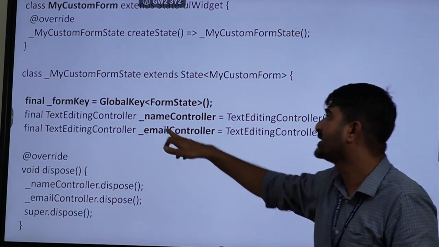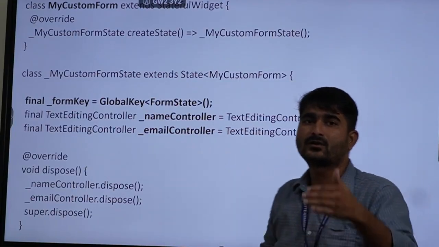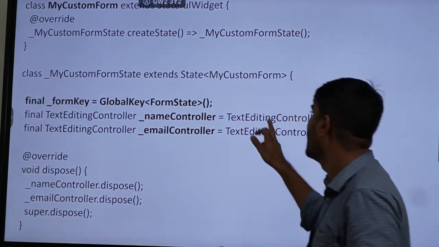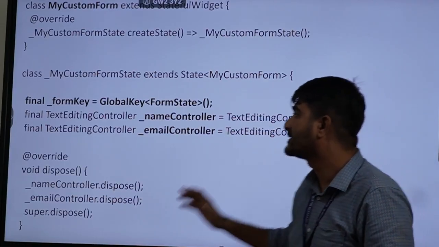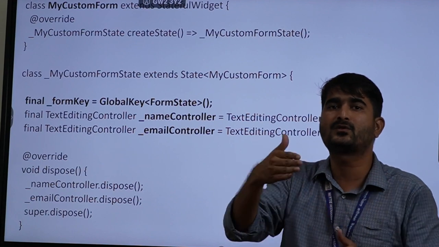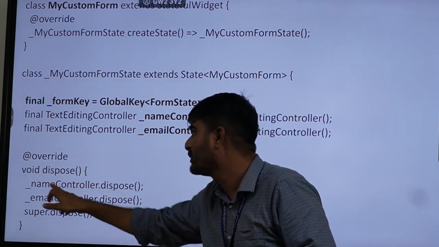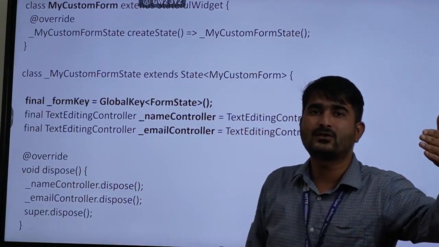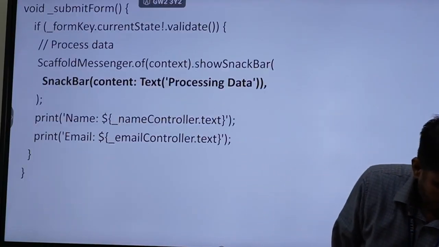After that, I will be using the name controller to give the user name. I will be using the email controller to give the user email ID. For that, I will be using the TextEditingController functions. And as I told, we will be using the dispose function. If you don't use the dispose function, memory will not be freed up. If you want to free up the memory, this function plays a major role. Or else, the existing username and email ID will be shown over here.